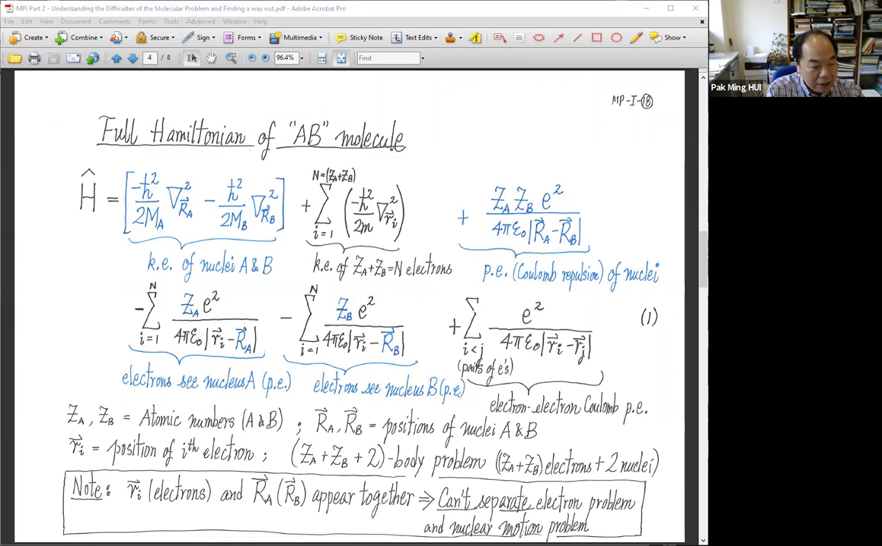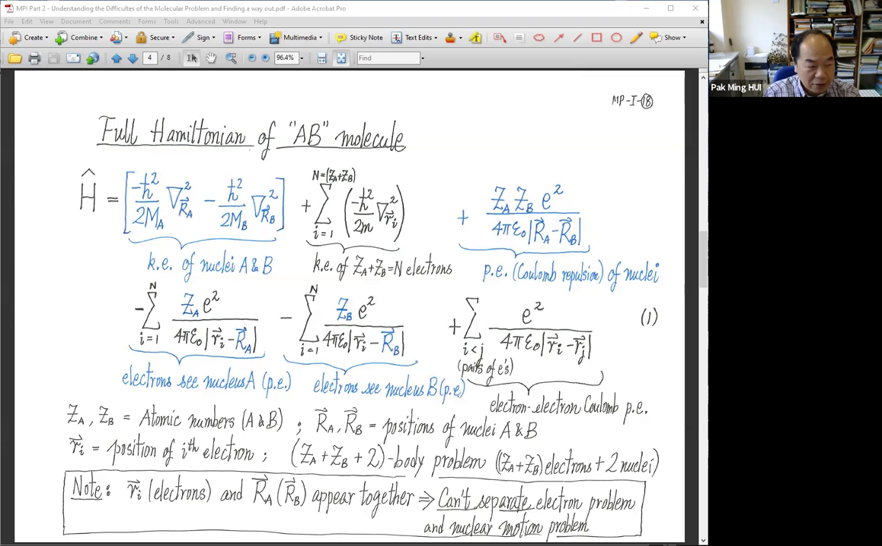This is the problem. This is the problem of a molecule. Okay. You can easily generalize it to any molecule now. You can write it down, okay? So that's the point. We know the physics, we just don't know what to do with it. We know the governing equation, we just don't know how to solve it, okay?